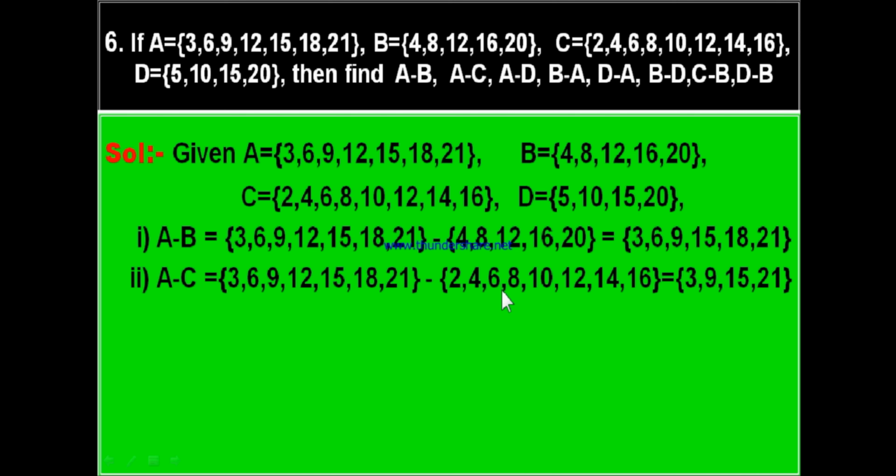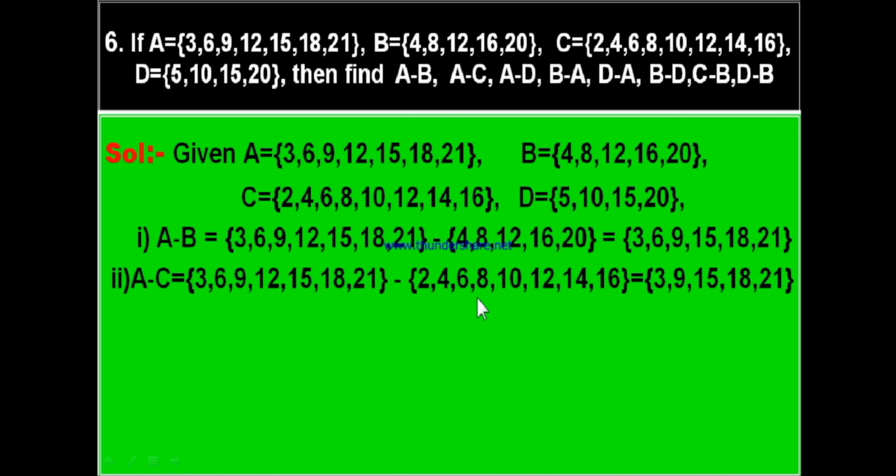Next 6, you can find 6 in here, therefore don't write 6. 9, there is no 9 in second set, therefore write 9. 12, you can find 12 in second set, therefore leave it. 15, there is no 15 in second set, therefore write 15. And 18, there is no 18 in second set, therefore write 18. And 21, 21 is not there in second set, therefore write 21 also. Then A minus C is equal to set of 3, 9, 15, 18 and 21.